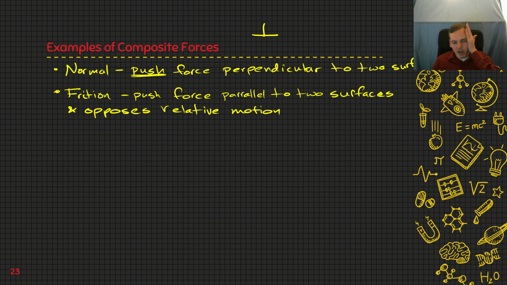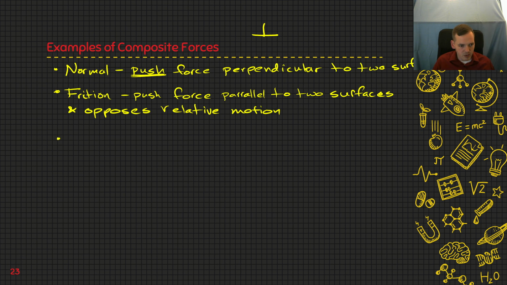So again, my hand on my face, if I slide my hand down, my hand is trying to move down on my face, so it will experience a frictional force going up. My face is effectively trying to move up on my hand, so it will experience a friction force down. And that's because there's two surfaces that are moving relative to each other.